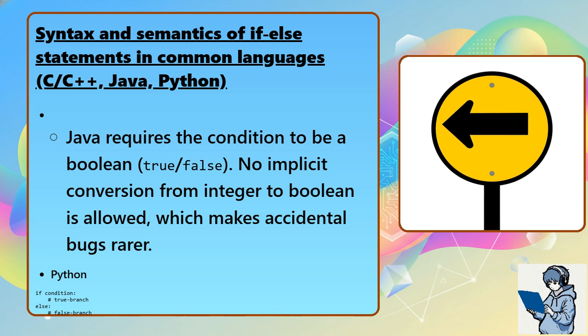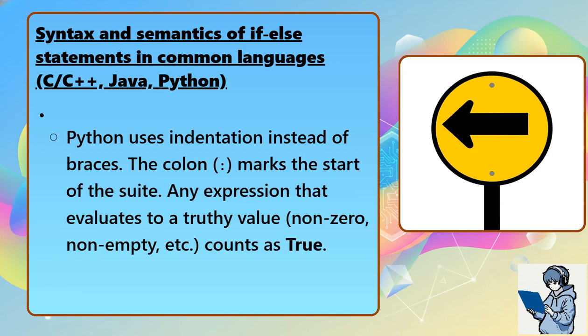Python, if condition colon true branch else colon false branch. Python uses indentation instead of braces. The colon marks the start of the suite. Any expression that evaluates to a truthy value, such as non-zero or non-empty, counts as true.